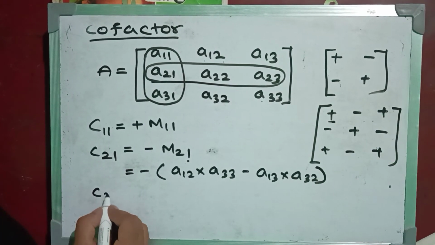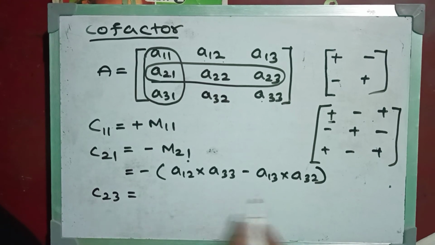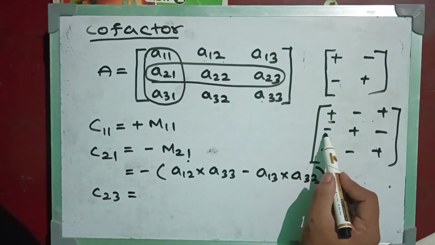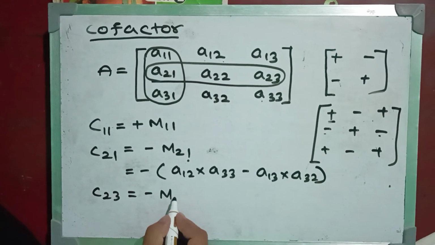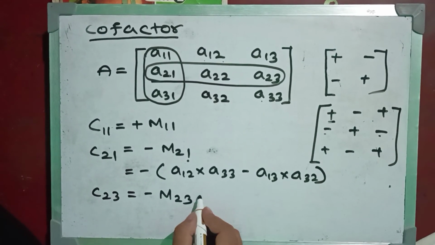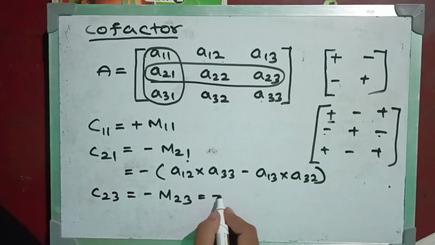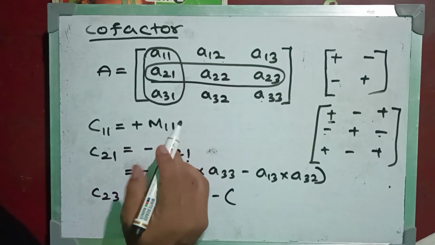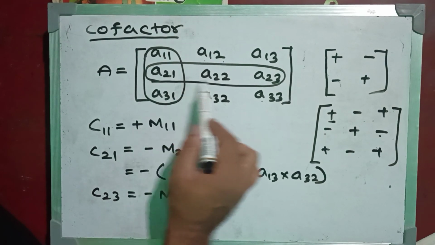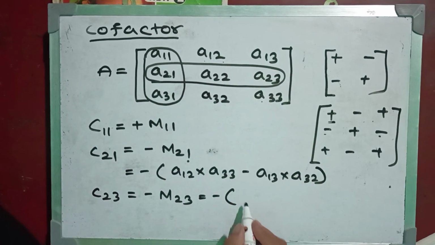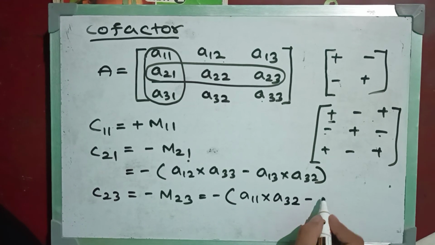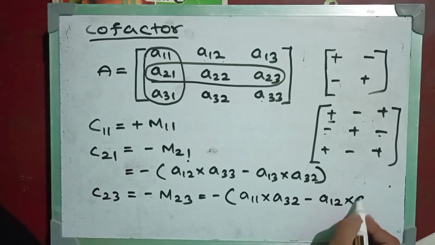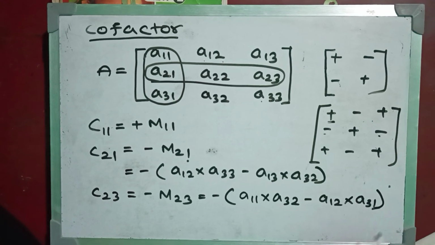Now C23, that means second row and third column, so it will be minus of M23. It will be minus M23, that means we have to neglect the second row and third column. So it's a11 into a32 minus a12 into a31.